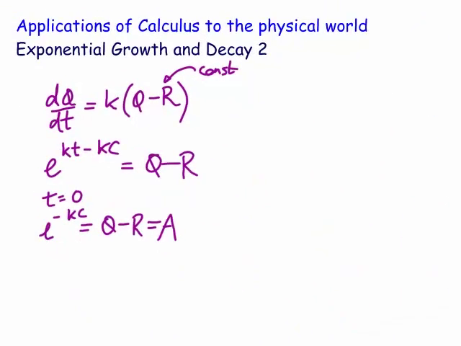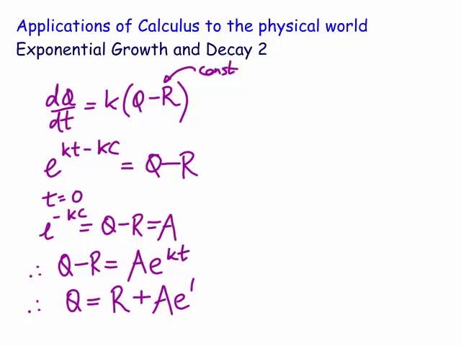I'll rewrite this over here. We now have q minus r equal to e to the kt times e to the minus kc, and as we noted, we let that equal a, so I'll replace that with an a and put it at the front. We rewrite that as a e to the kt, and then we put the r on the other side, therefore q is equal to r plus a e to the kt.